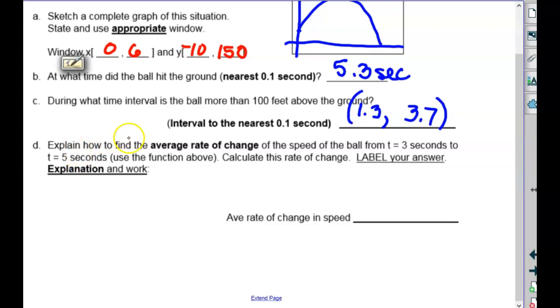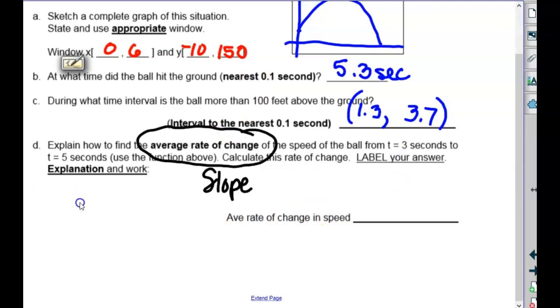But okay, explain how to find the average rate of change of the speed of the ball from t equals 3 seconds to t equals 5. Use the function above, label your answer. You need an explanation and work. This is a lot of points on this question, guys. Average rate of change, does anybody even remember what that was? Yes, average rate of change is slope. We just do slope because that's the rate of change that we're finding.